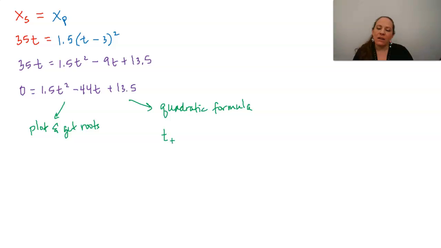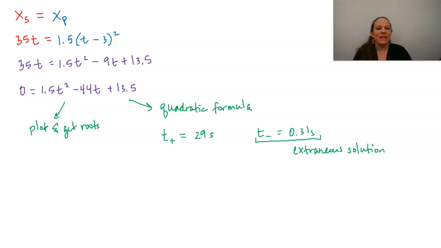And recall that the quadratic formula involves adding in the numerator and subtracting. When we add our quantities in the numerator, we get a time of 29 seconds. And when we subtract, we get 0.31 seconds. So that is that extraneous solution that has no physical meaning because we know our patrol car hadn't started moving yet. So we're going to disregard it.